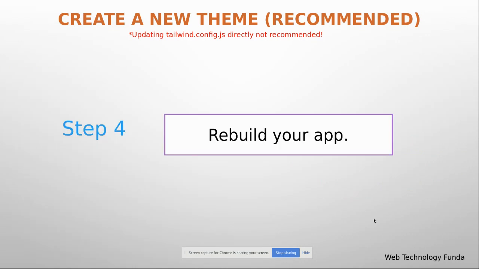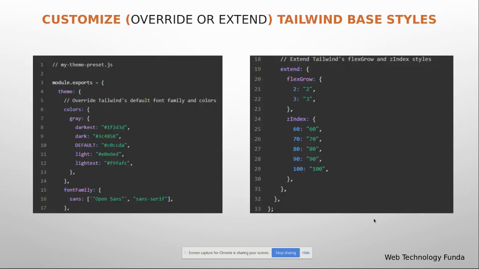Then we need to rebuild our app to see our changes. To customize or override the Tailwind base style, we need to follow this syntax. On the right side, this is the extend Tailwind flow. On the left side, you can see this is our new theme file where we need to override things. So we will see this, don't worry.